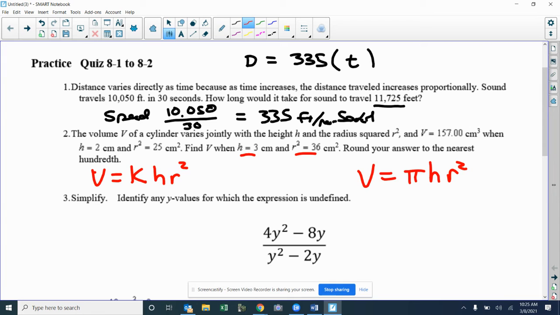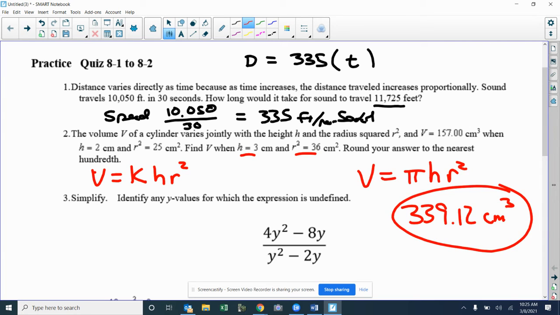And that is going to be 339.12, and that would be centimeters cubed. So once you plug in this beginning information here, you solve for K, which happens to be pi, the same thing we did in our observation the other day when we did our circumference. We divided the circumference by the diameter and got pi. So there is number 2. One's a direct variation. The other one is a joint variation.